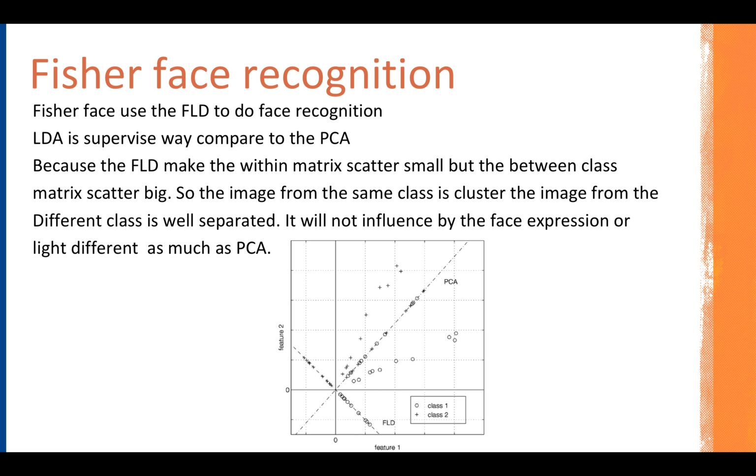And fisherface is actually a supervised way. It makes the within-class scatter matrix small, but the between-class scatter matrix big. So images from the same class are clustered, and images from different classes are well separated. It will not be influenced by facial expressions or lighting differences as much as PCA. All of this we can see from the picture here. It's very clear.